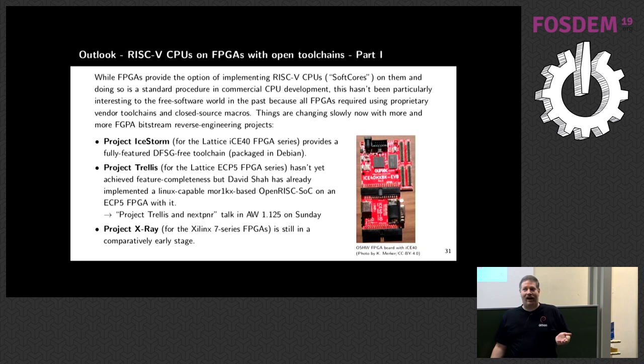In recent years, there has been a lot of effort to reverse engineer the FPGA bitstream configuration format and to implement free toolchains for FPGAs. We actually have one that's fully working. That's Project IceStorm, which is packaged in Debian. So you can actually implement a CPU with tools in Debian and run it on an FPGA. There's Project Trellis, which is currently work in progress. There's a talk tomorrow, just upstairs from here, from the Project Trellis project leader about his support for the ECP5 FPGA series. What's interesting with the ECP5 is that it's about 10 times the size of the small iCE40 that we have supported right now.